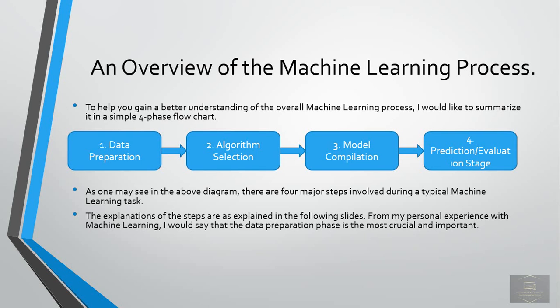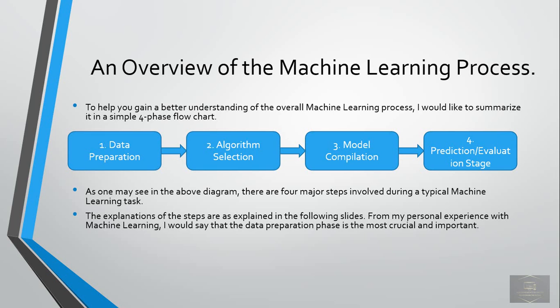An overview of the machine learning process. To help you gain a better understanding of the overall machine learning process, I would like to summarize it in a simple four-phase flowchart. Number 1, data preparation. Number 2, algorithm selection. Number 3, model compilation. Number 4, prediction and evaluation stage.